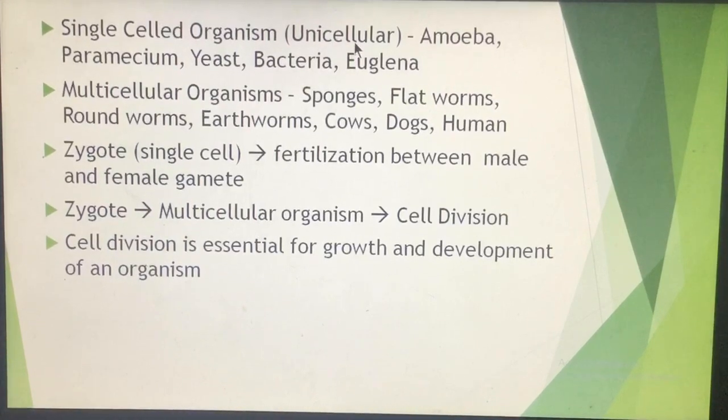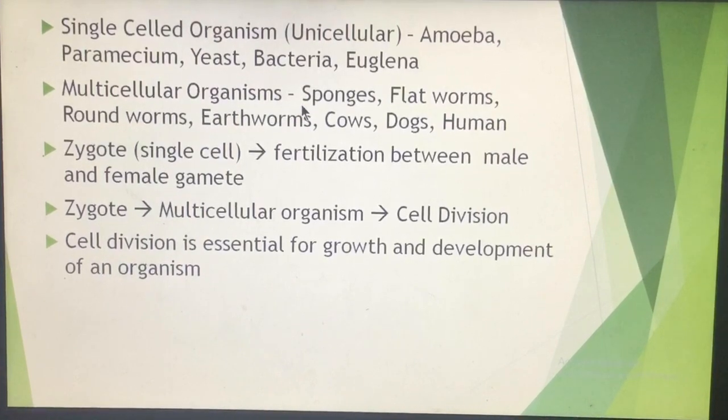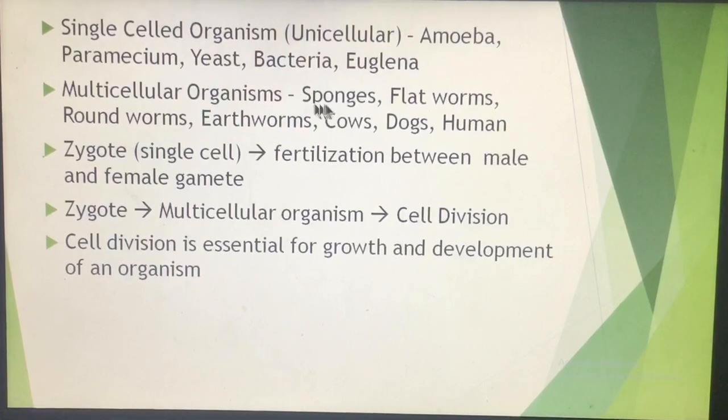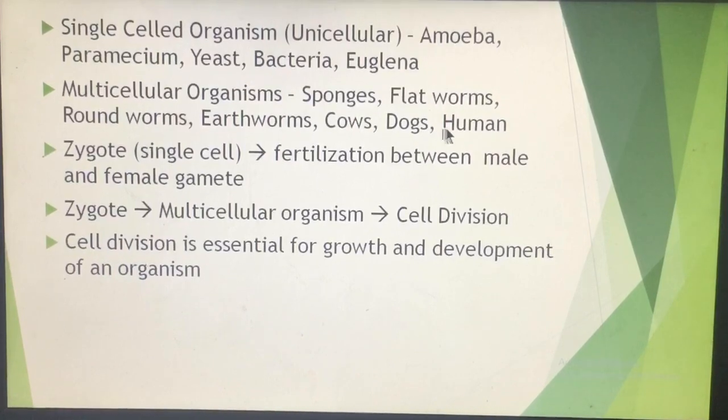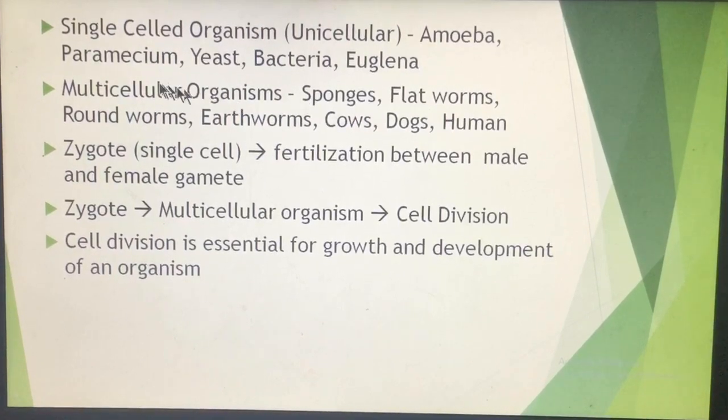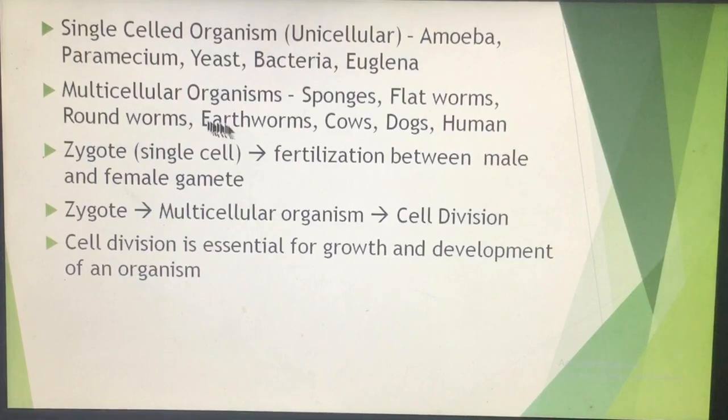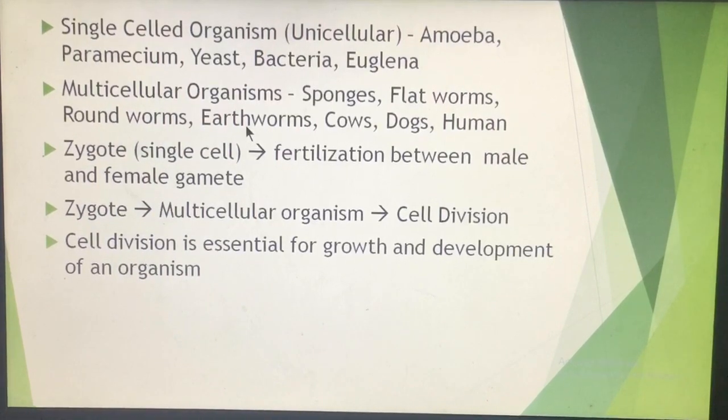And the second type of organisms are multicellular organisms, that is, the body of the organism is made up of innumerable cells, examples of which are lower organisms and higher organisms. Lower organisms like sponges, flatworms, roundworms, earthworm. Large organisms like cow, dogs, even human beings are multicellular organisms because the body of these organisms is made up of many cells.